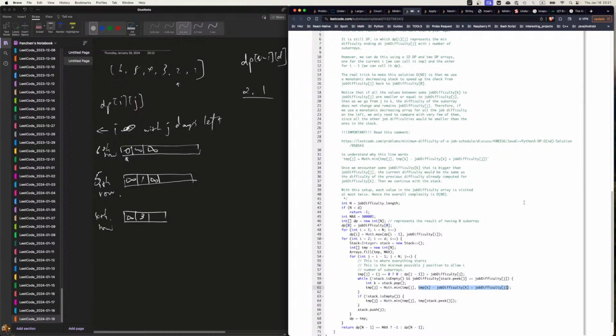Because each time you go, didn't you also can add? But it's this line. Temp K minus job difficulty K plus job difficulty J. Once we encounter some job difficulty K that is bigger than job difficulty J, the current difficulty will be the same as the difficulty of the previous difficulty already computed. Then we continue with the stack.